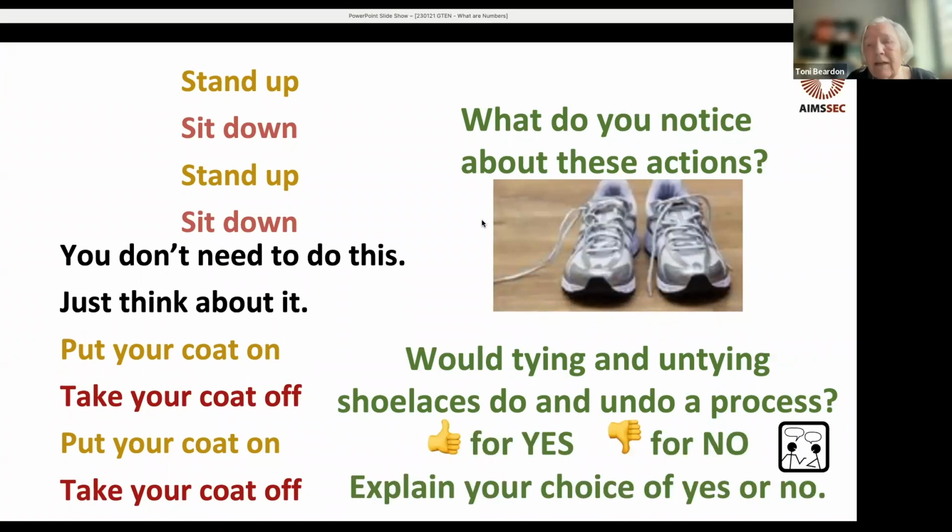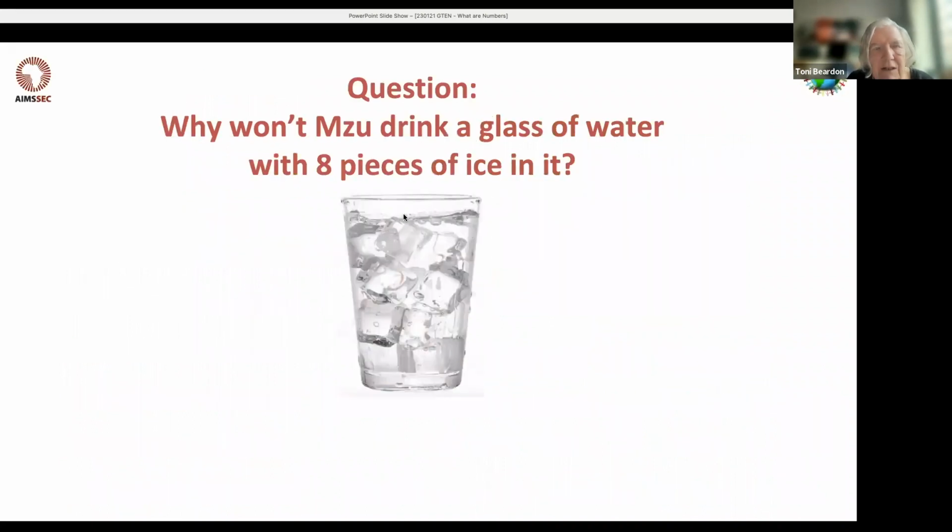Very importantly, in class, get some of your learners to explain their choice of yes or no. Have a discussion about why they said this or why they said that, and that will help the other learners to get the right answer. Okay, thank you, Tony. That was very valuable.